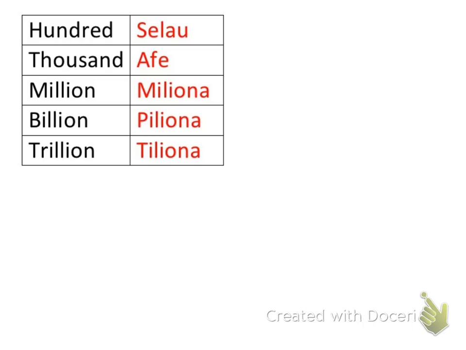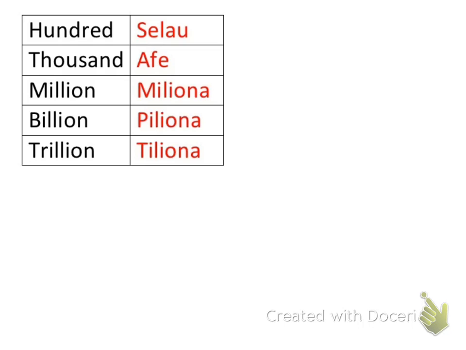This right here, this is 1,000. This is pronounced afe, afe. Million is pronounced miliona, miliona. Billion is pronounced piliona, piliona. And trillion is pronounced tiliona, tiliona.